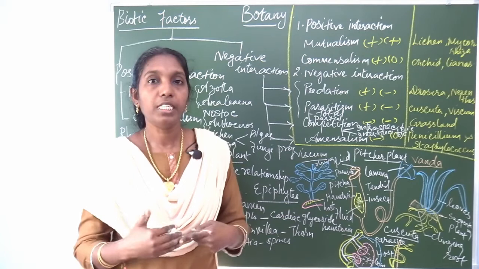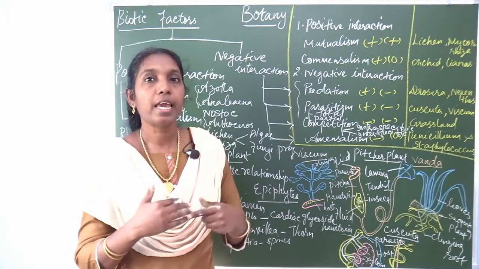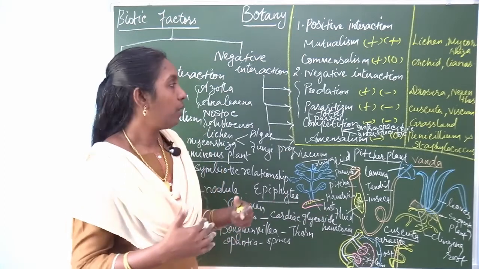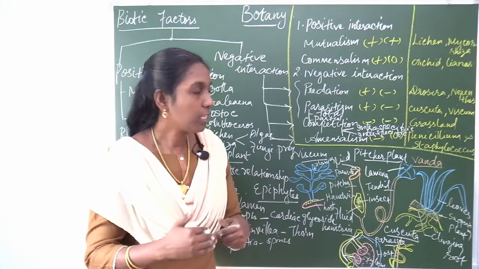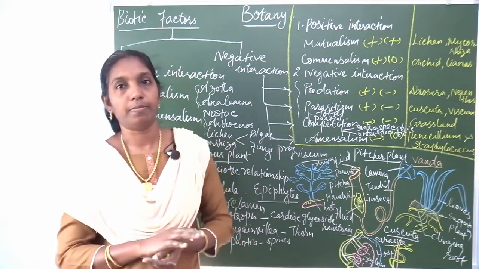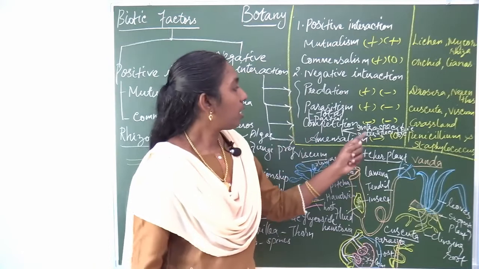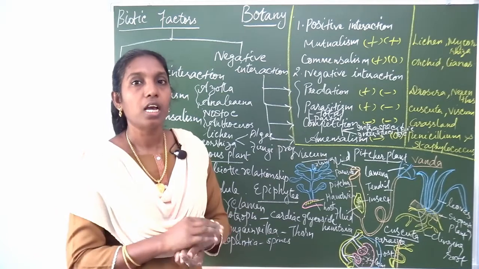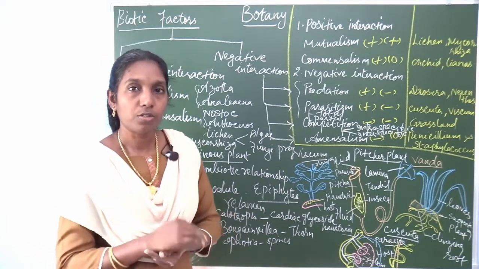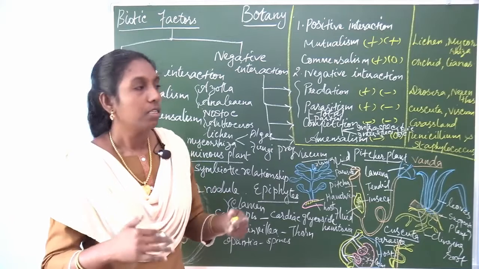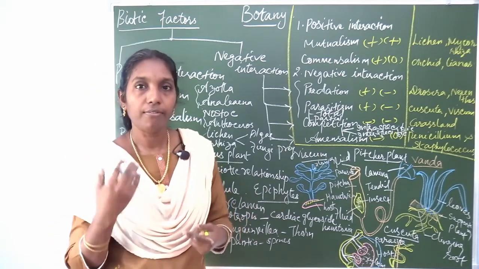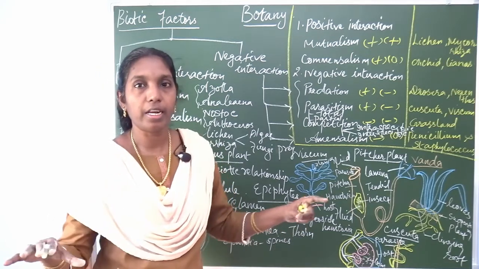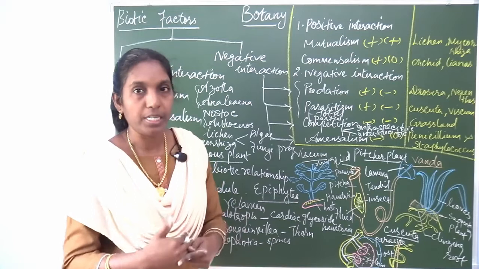Intraspecific competition is among the same species, plants to plants or animals to animals. But interspecific is among different species. Within the same species, the adaptations are also similar, so they compete with each other for food, shelter, water and migration area. For all this, organisms can compete with each other.